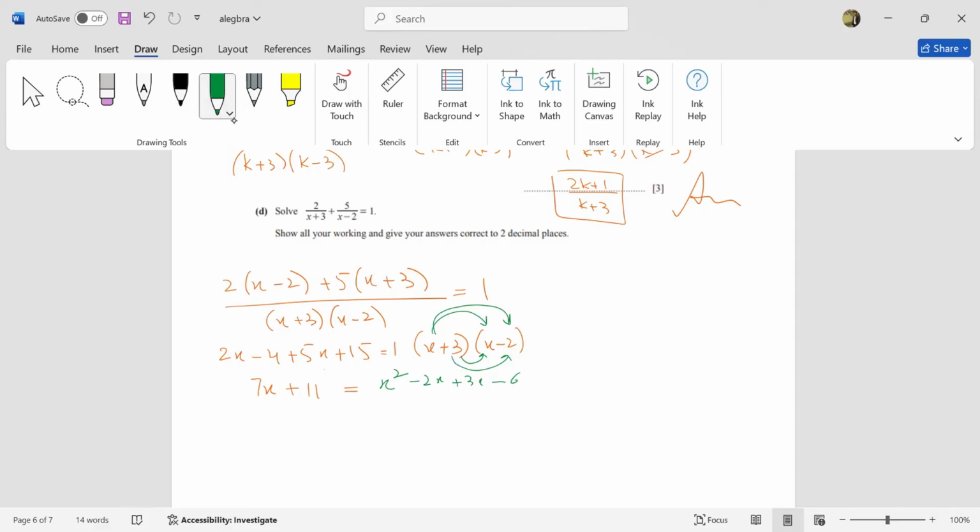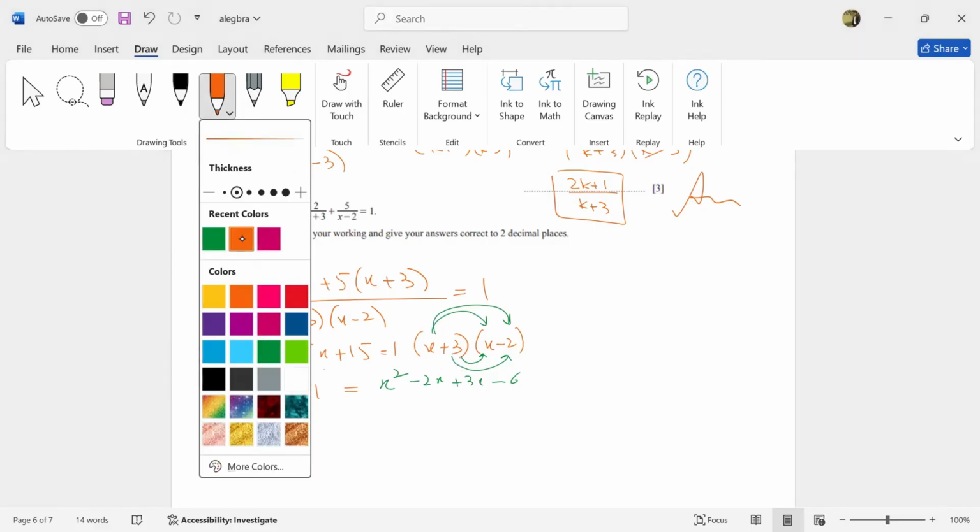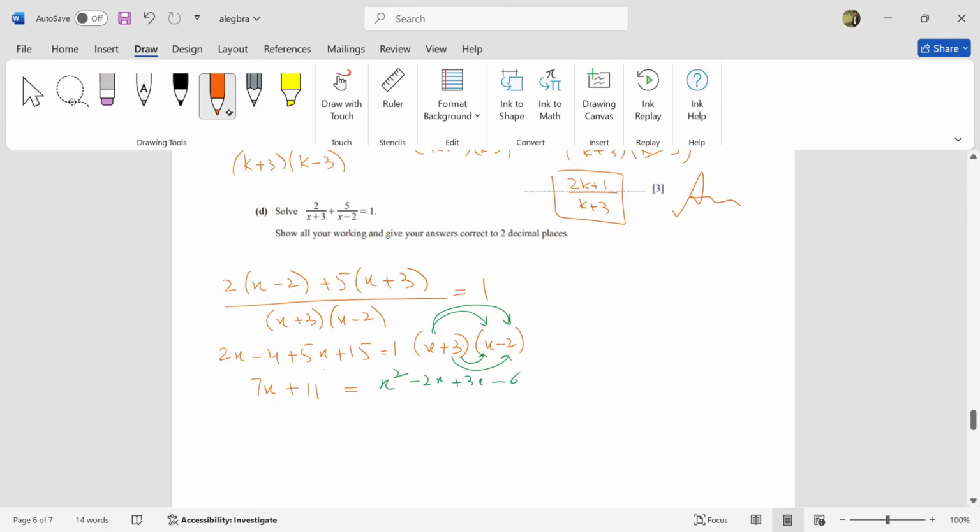Okay. Now let's arrange all of them on one side. I'm taking these all to my left. x squared plus 1x minus 6 minus 7x minus 11. This gives us x squared minus 6x minus 17. Okay, now we can apply the quadratic formula.